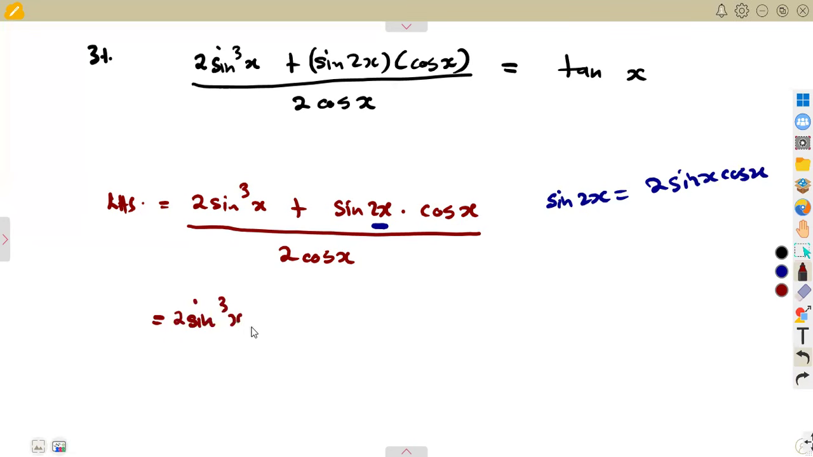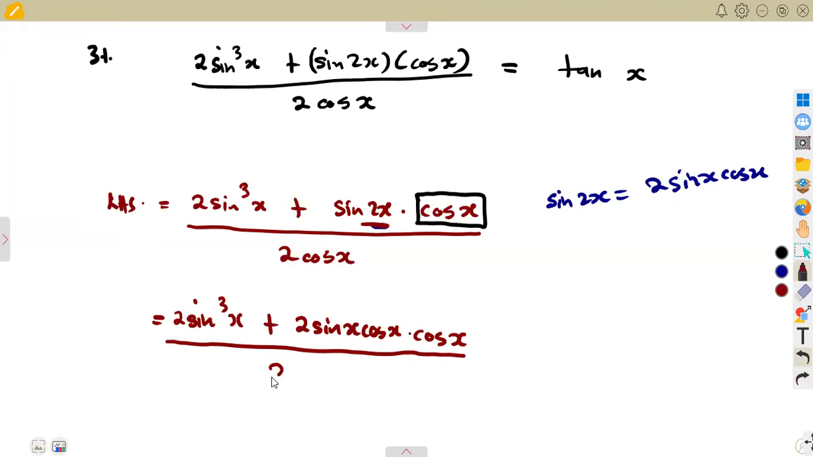2 sine cubed x plus the sine of 2x, which is 2 sine x cos x. We have substituted the sine 2x. But there is also a cos x, which is already part of the question, this one. So already there's a cos x there. Everything over what? 2 cos x. Okay. So this is where we are now.